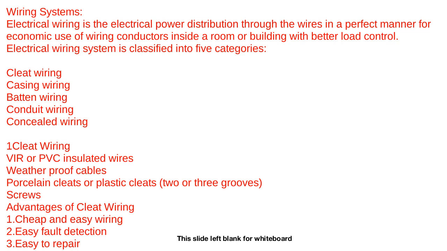Then let us go to the procedure of the casing wiring. How do you do casing wiring? So this kind of wiring is a bit old fashioned. And most of the time, PVC or the VIR wires are carried through these casing enclosures, and capping is used to cover the casing. So you just have those cases, which I've said can be made of plastic or wood. Then you have your wires, which are either the PVC or the VIR, and then you have the capping to cover the case.